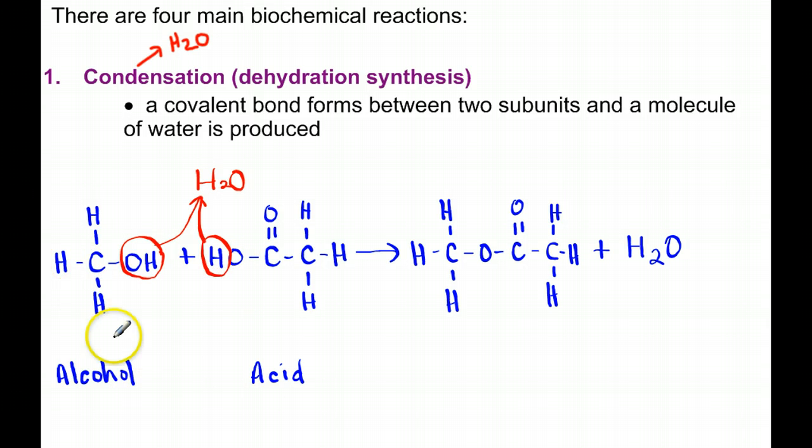So just focus on that. Don't worry so much about this. This is just a general alcohol because of its alcohol group. This is a general acid because of its carboxyl group. Okay? And when those two things come together in a reaction, it's a dehydration synthesis because what's happening is water is being pulled from both of these, from a combination of both of these.